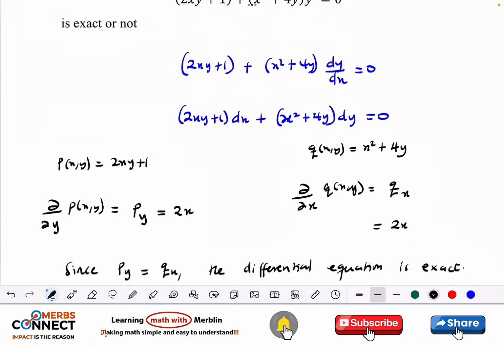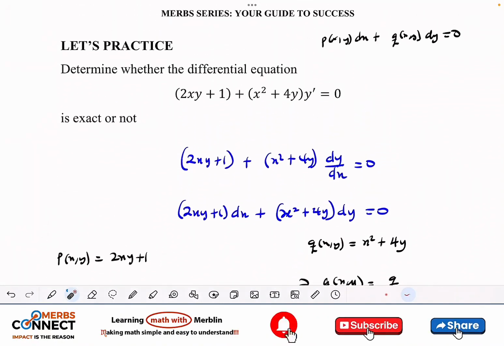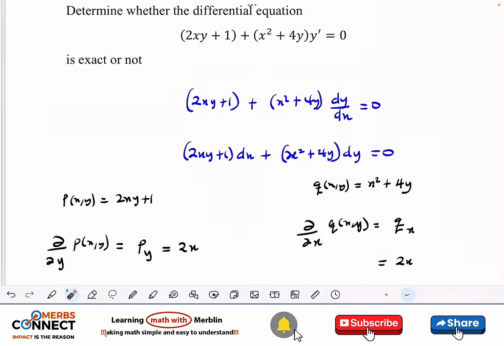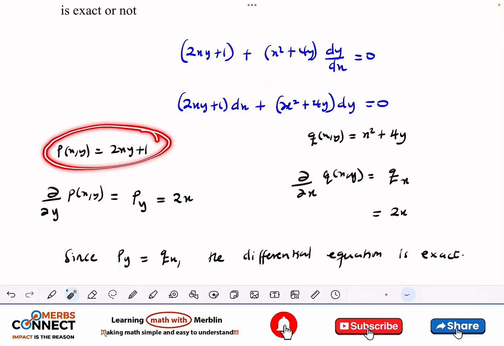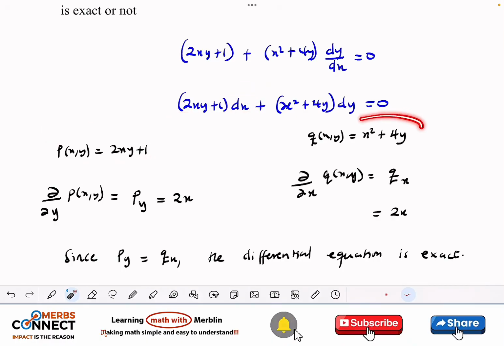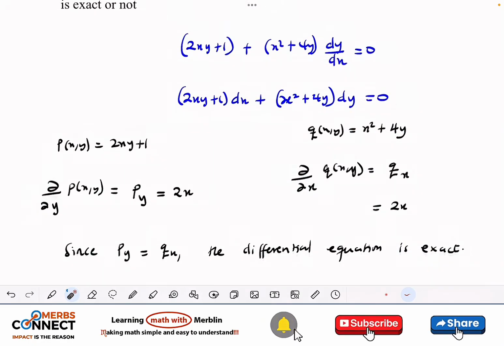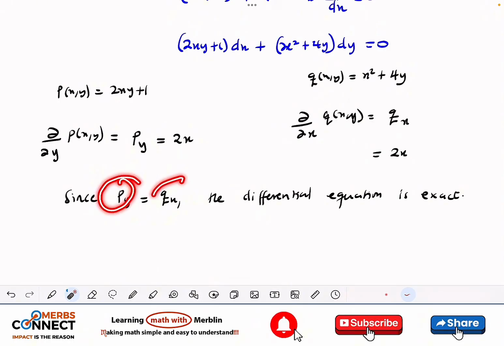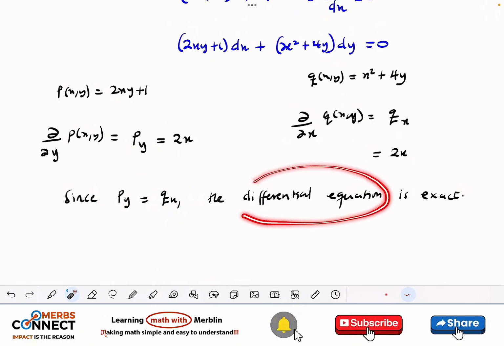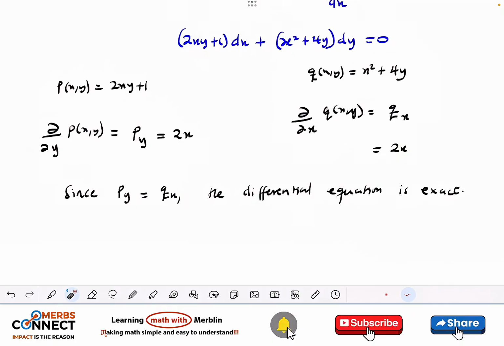Yeah. So what did I do? I wrote it in this standard form, which is this. I chose my p of x to be the coefficient of the x and my k of xy to be the coefficient of the y. Since this one is coming with dx, I need to differentiate this with respect to y and differentiate this with respect to x partially. So since this is 2x and this is 2x, this is the same as this, and we are saying that the differential equation is exact.